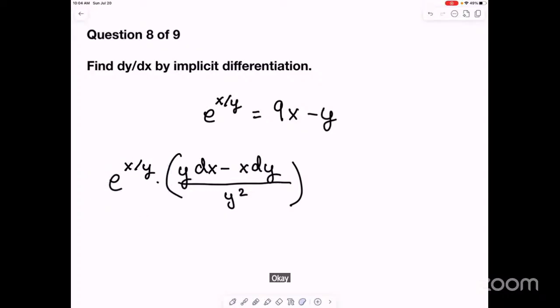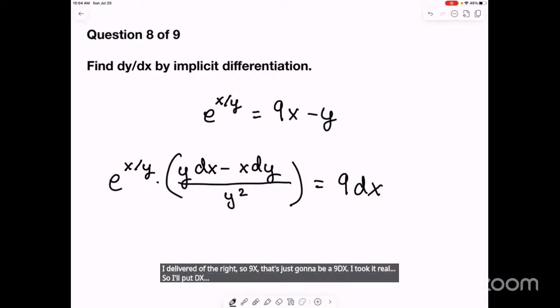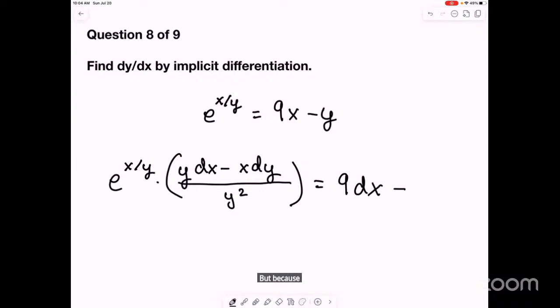Okay, so that looks like the derivative of the left. The derivative of the right, so 9x, that's just going to be a 9 dx. I took the derivative of x, so I put dx. The derivative of negative y is negative 1, but because I took the derivative of y, I put dy.